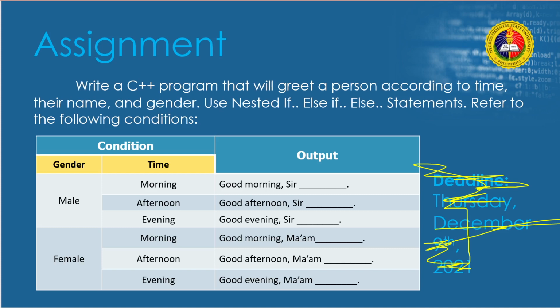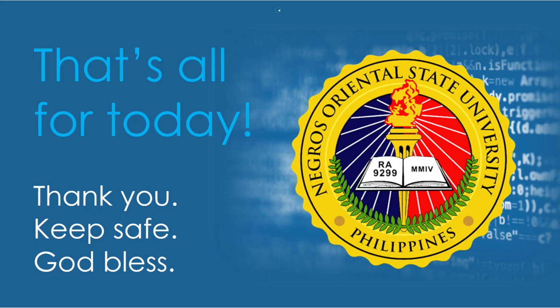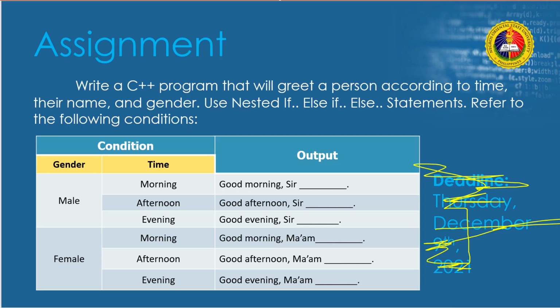So, what will you do first? Your first condition is, okay, let me just give you a hint so your assignment is easier. So first condition is check the gender. So condition 1 is if gender is equal to male. And then second, else, so that's for female.